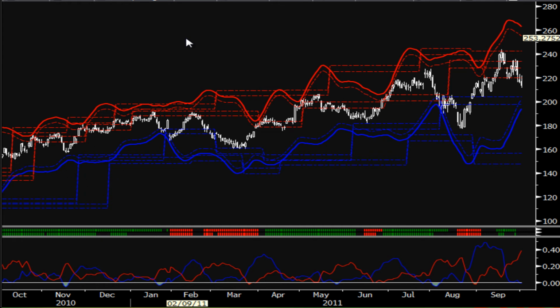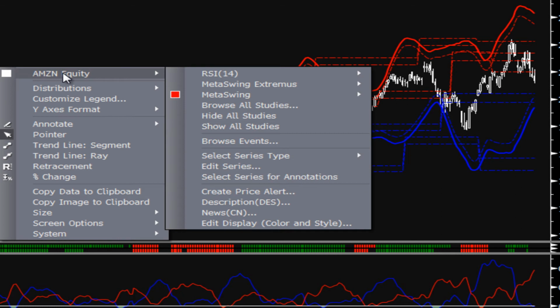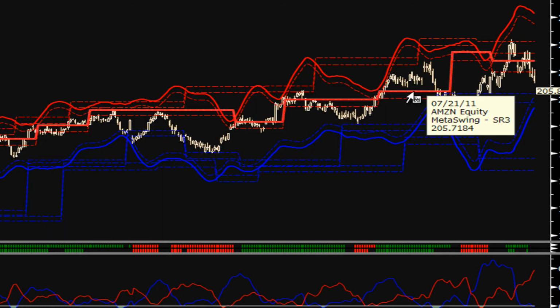Okay, we're going to take a look at the VVSR lines, and that stands for volume and volatility based support and resistance, and this is a daily chart of Amazon. First, let's go ahead and add those indicators to the price pane. By doing so, we simply right-click, we select the equity or security, we select MetaSwing, and then Settings.